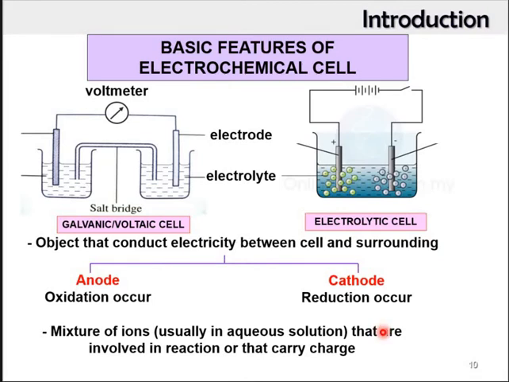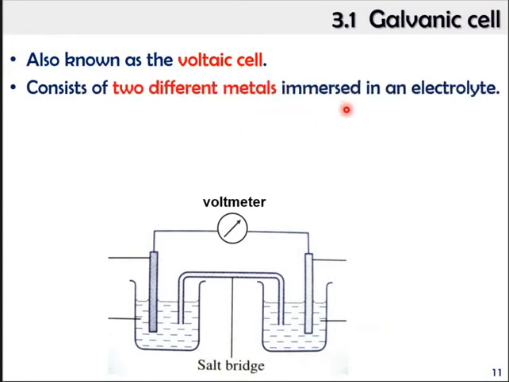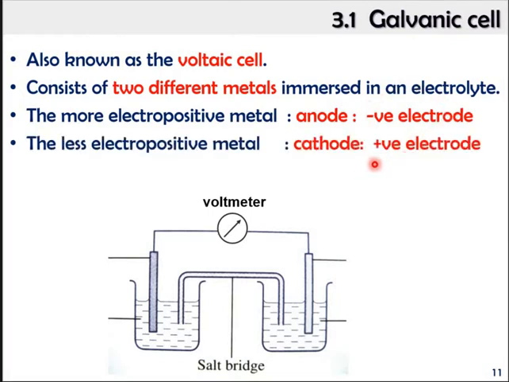Alright, so now kita masuk 3.1 galvanic cell. So galvanic cell, also known as the voltaic cell, consists of two different metals immersed in an electrolyte. Okay, masing-masing ada dia punya electrolyte masing-masing. The more electropositive metal adalah pada anode. Anode pada galvanic cell adalah negative electrode. The less electropositive metal is cathode. Okay, so cathode is positive electrode or positive terminal.